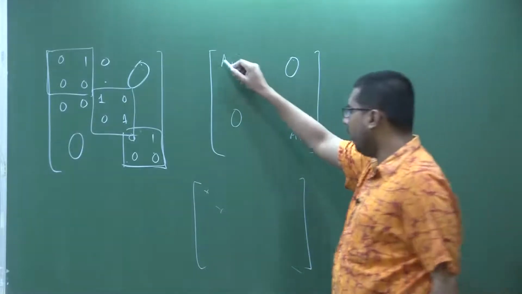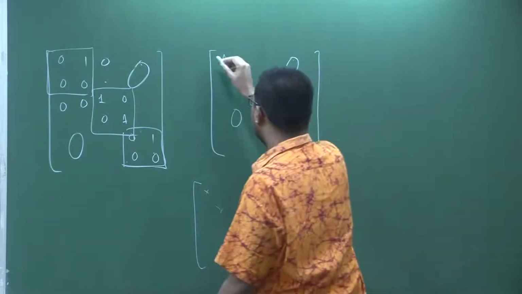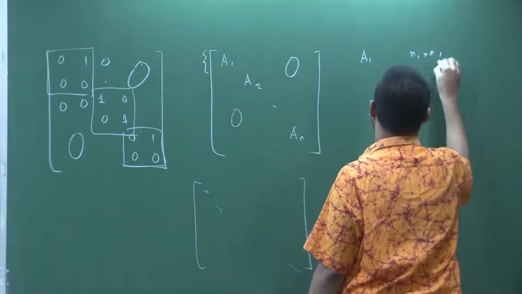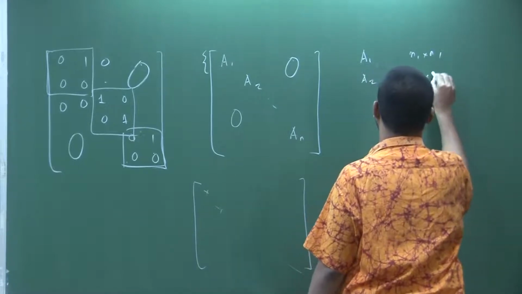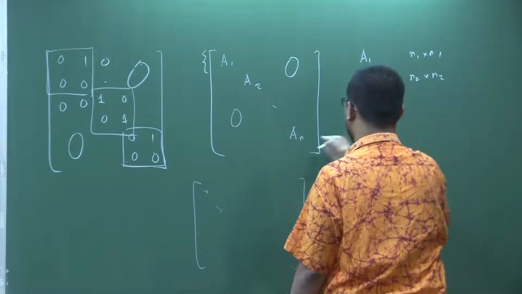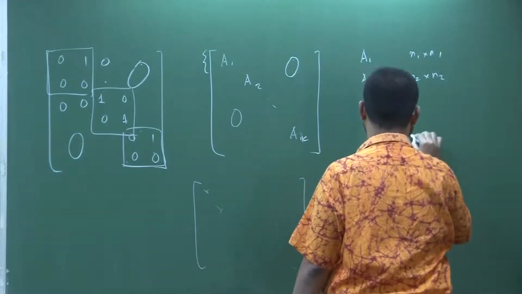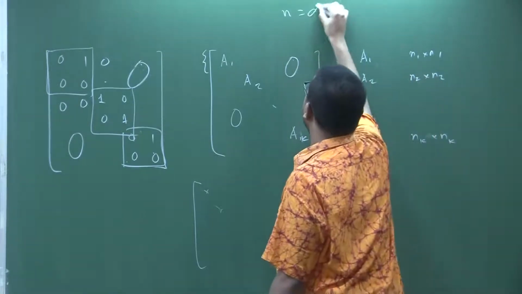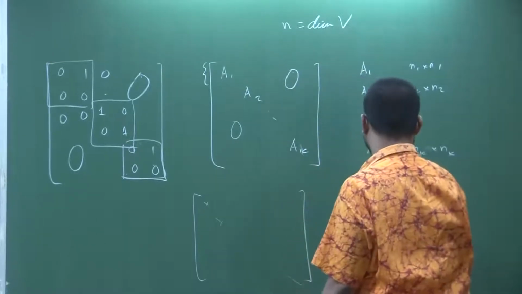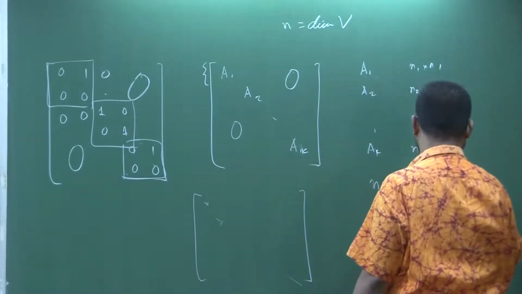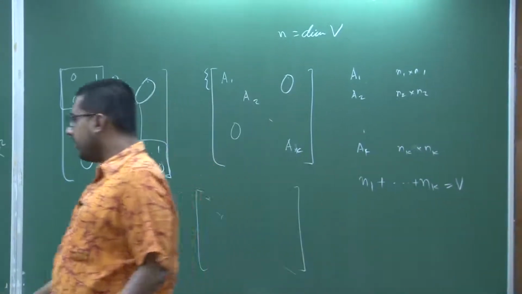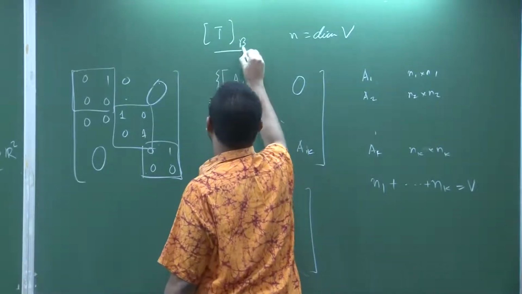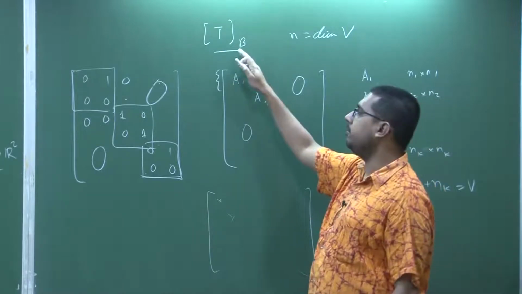If we have a block diagonal form, let us assume that the size of A1 is n1 cross n1, the size of A2 is n2 cross n2, and the size of Ak is nk cross nk, and if n is the dimension of V, then we must have n1 plus up to nk equal to n. Now, remember, this is the matrix of the linear map T with respect to the same ordered basis B.